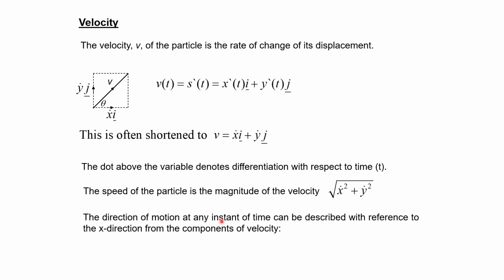The direction of motion at any instant of time can be described with reference to the x direction, because velocity is a vector quantity. It has both magnitude and direction. So you can describe it based on the x and y values. Therefore, when you look at this diagram, the direction can be referred to as tan theta equals y over x. That is understood, opposite over adjacent. And y here is not just y, it has to be y prime and x prime. That's how you denote the direction.